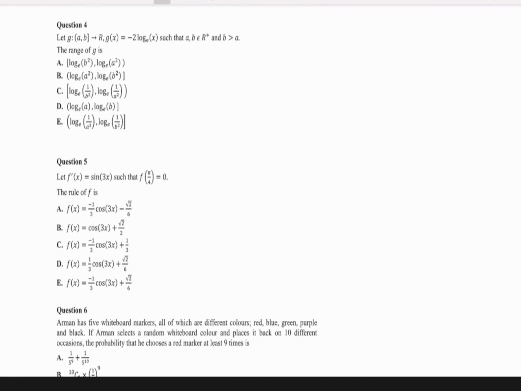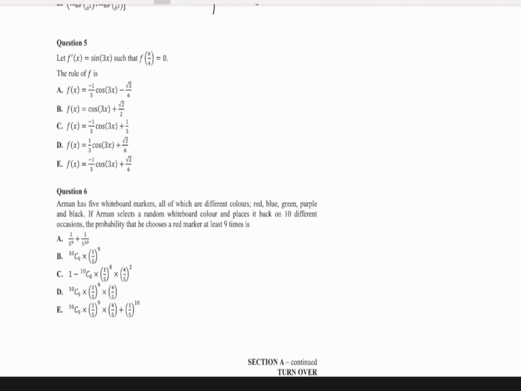Question 4. I just graphed -2 ln x just to see what was happening here. And I noticed that as the x values got larger, the corresponding y values got smaller. So g of A would be the right endpoint, and g of B would be the left endpoint. So option C would be the answer here.